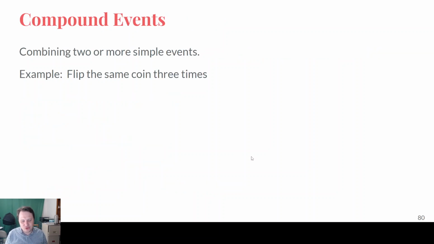Okay, so I've already mentioned this definition. Compound events are when we have 2 or more events happening, one after the other. So an example is flipping a coin 3 times. Those will be compound events because you're doing more than one thing.